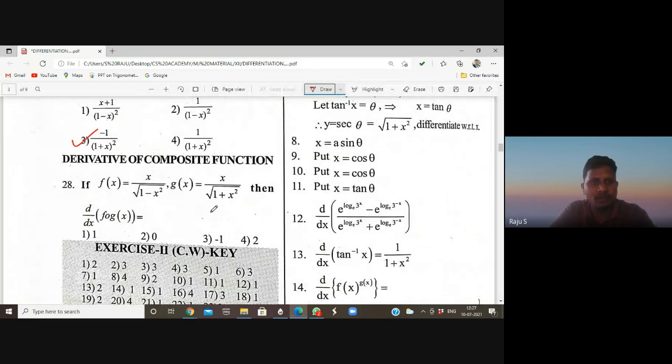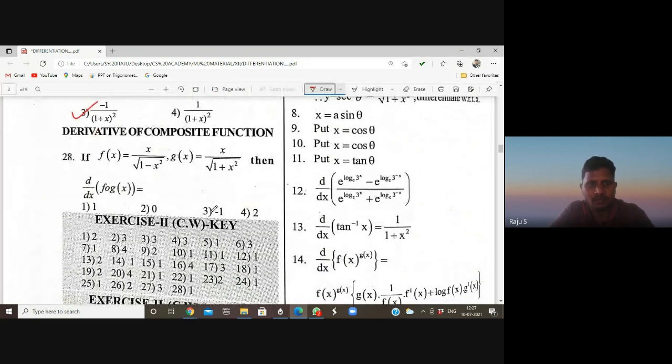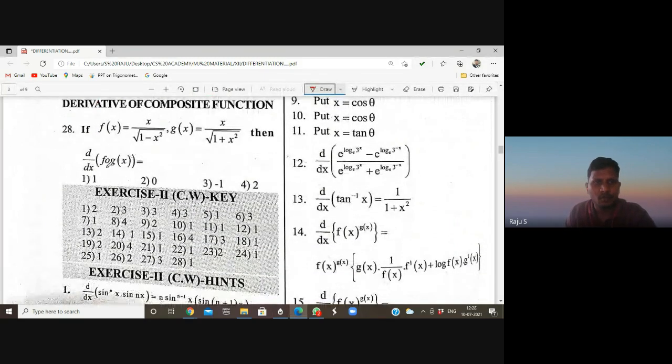I may go a bit slow, but I hope everyone has understood the above question, right? Let us go for 28. 28th, derivative of composite functions.